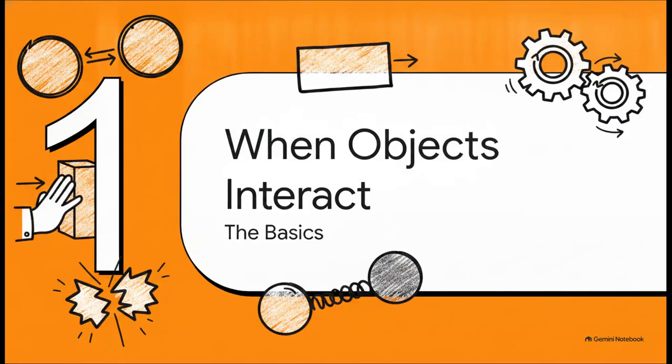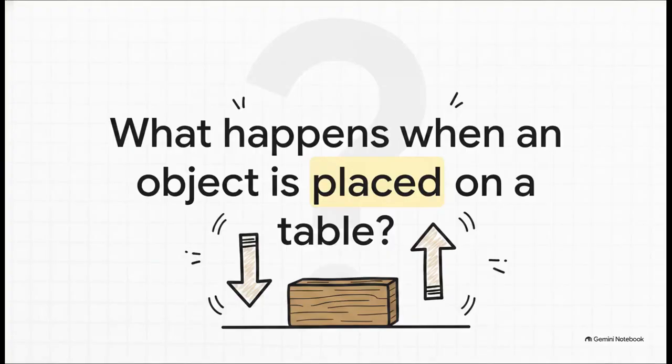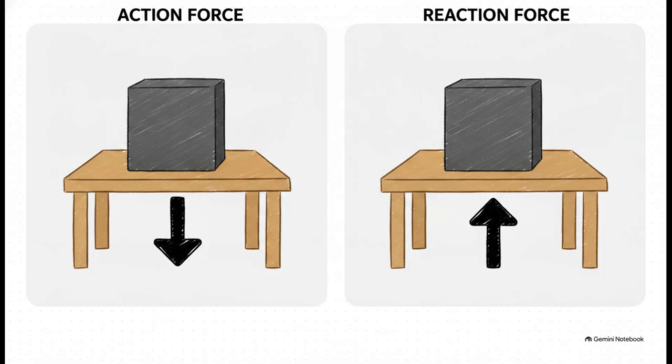To figure this out, we're starting with section 1, when two objects interact. Let's unpack this with a super relatable, everyday scenario. What happens when you just place an object, like a coffee cup, on a table? It just sits there. It looks completely static, right? But actually, there is a constant, silent interaction taking place right under our noses. You see, there are actually two distinct forces resulting from this interaction, and together they form an action-reaction force pair.